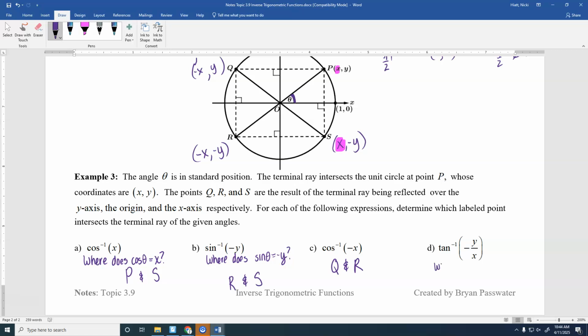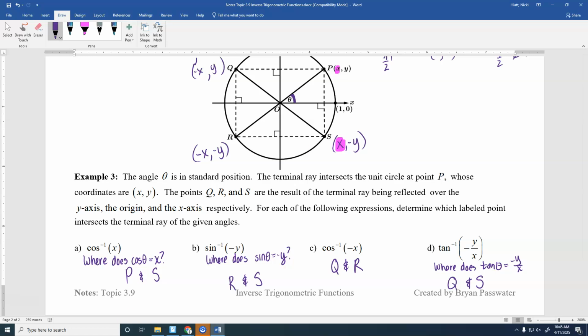Where does tangent of theta equal negative y over x? At Q, because we would do sine over cosine, which would be y over negative x, which would be negative y over x, and also at S, negative y divided by x there as well. Okay, does that make sense? It seems a little much to wrap your head around, but once you look at it, it's just asking you where you have those values.